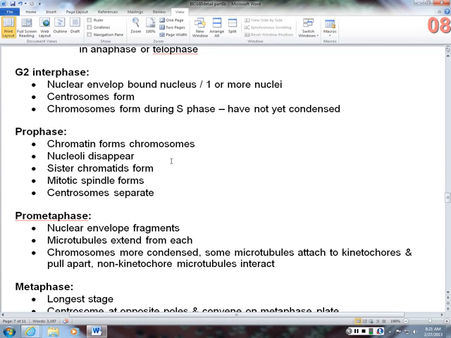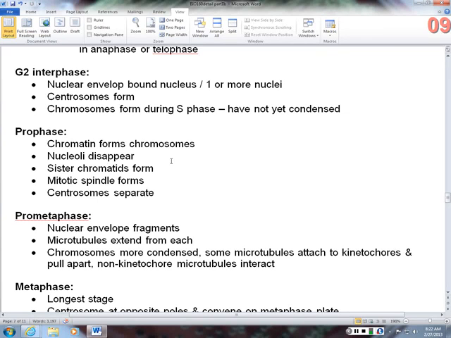Your sister chromatids are going to form. So they're going to form the X's where you have the two copies of the chromosomes come together and form the X. You're going to start to form the mitotic spindle. You can't see a whole lot in this one, but you can start to see it forming in this phase of the model. And your centrosomes are going to separate. So here they are close together at the top, the yellow pieces. They move a little bit farther apart. And now they're heading out towards those opposite poles on the cell.